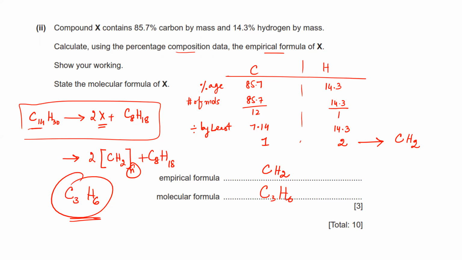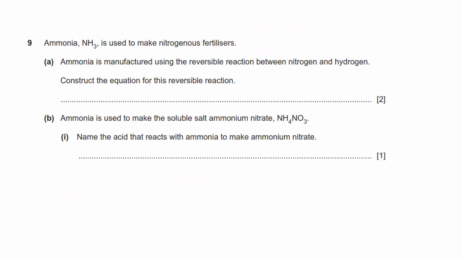Okay. So moving ahead with our last question, question number 9 for this exam. It says ammonia, or NH3, is used to make nitrogenous fertilizers. Part A says ammonia is manufactured using a reversible reaction between nitrogen and hydrogen. Construct the equation for this reversible reaction. So we have to write an equation.